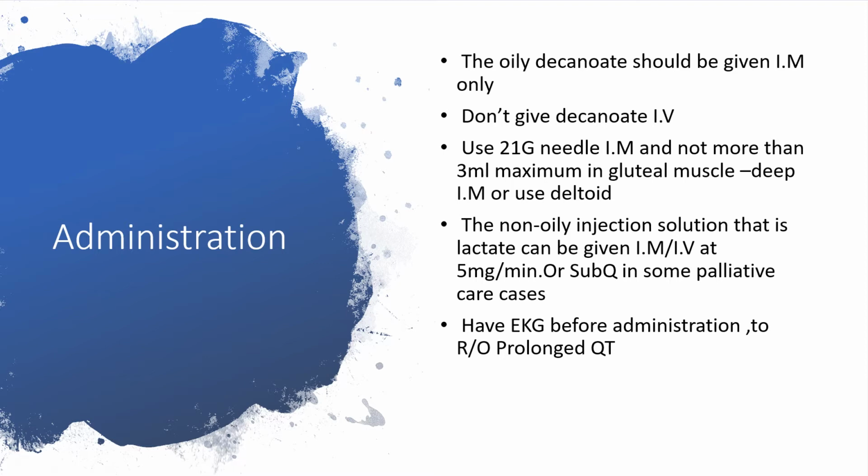Administration. The oily decanoate should be given intramuscularly only. That is Haldol decanoate. We will never give the decanoate intravenously. And we can use a big needle like 21G for intramuscular administration. And nothing more than 3 ml could be given into the gluteal muscle, and it should be given deep IM. You may use Z-track as well.